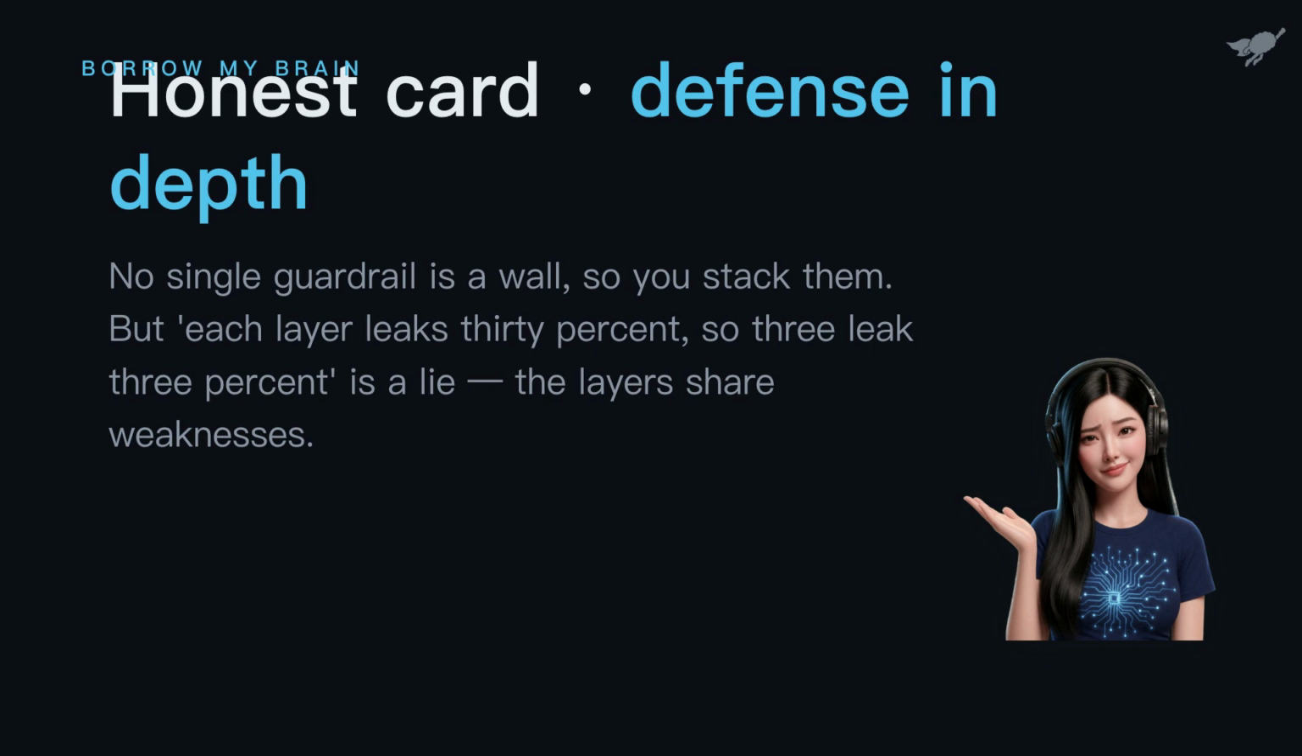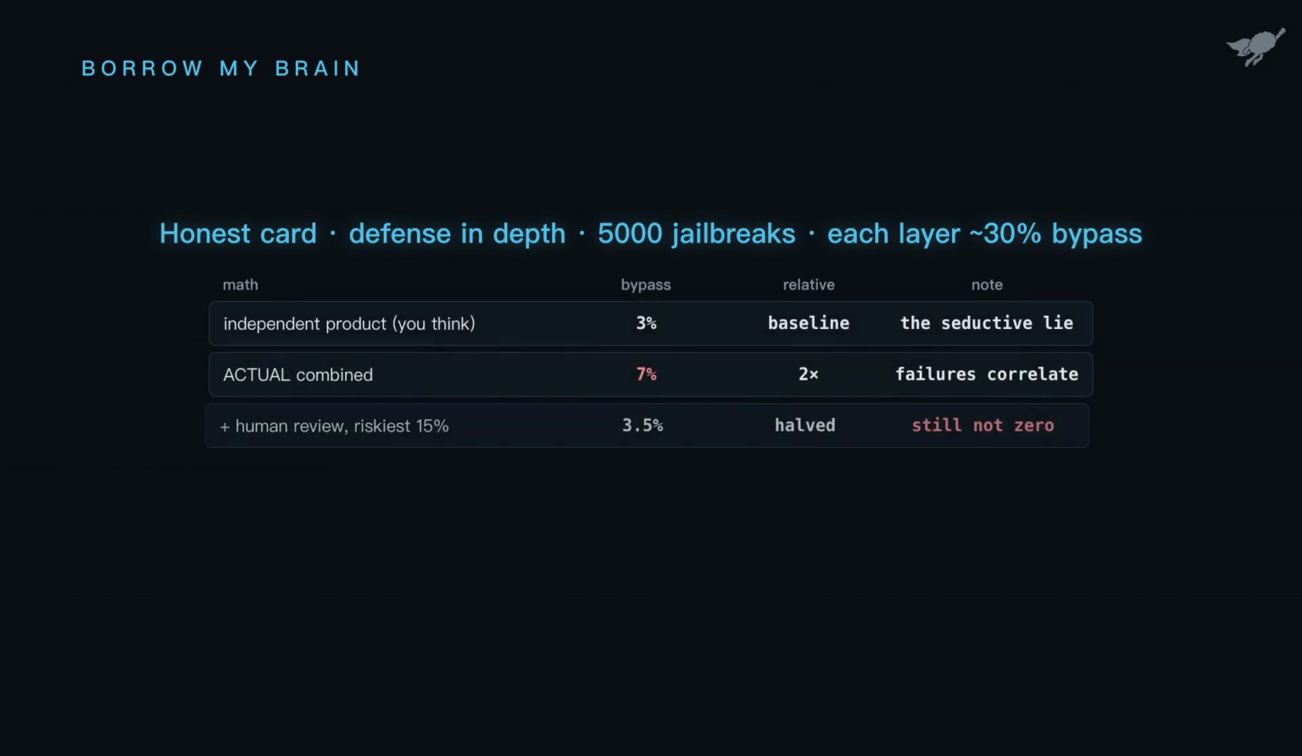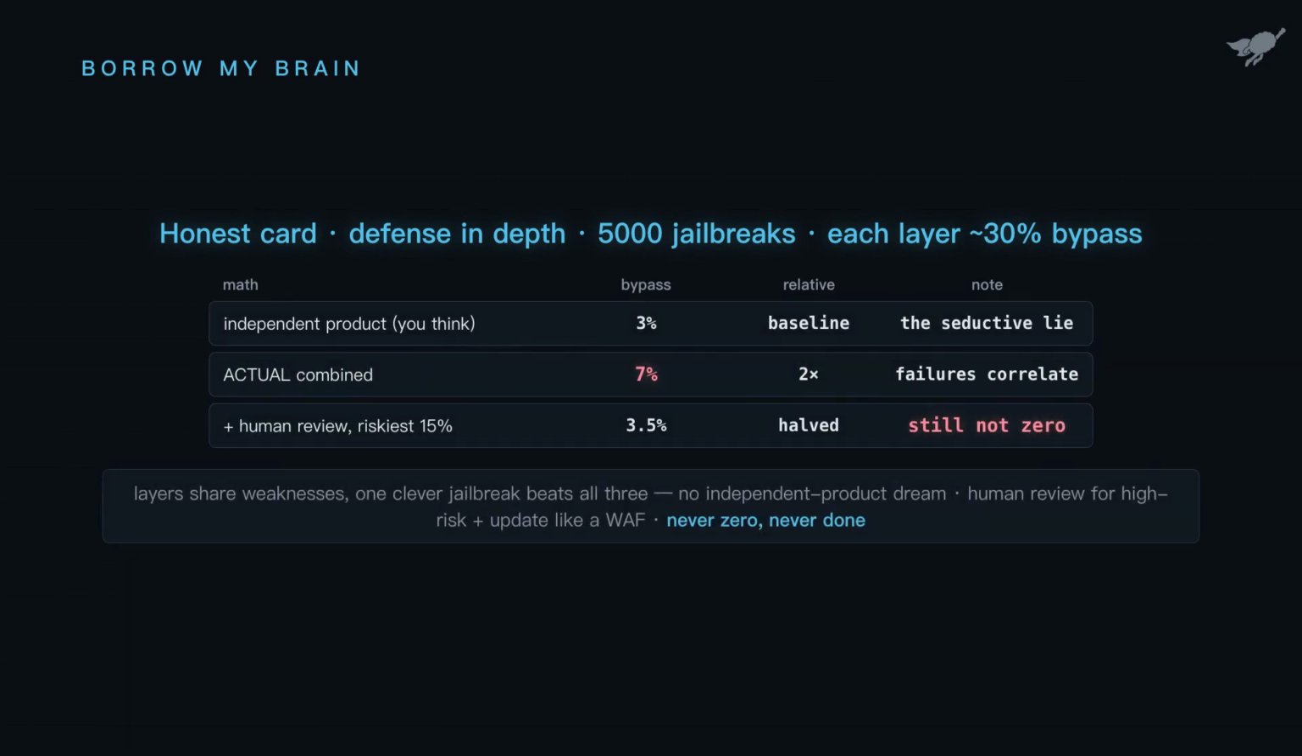Let me tell you, that arithmetic is a lie. I ran 5,000 jailbreak attempts. Each layer alone really does let about 30% through, and figured as independent, the combination should only leak 3%. But the actual combined leak was 7%, more than twice that theoretical value. Where's the gap? In the word independent. These layers share the same weakness. A jailbreak clever enough to fool the first layer, on that same cleverness, will very likely fool the other two as well. They aren't 3 independent gates. They're 3 gates broken through together by the same kind of smart.